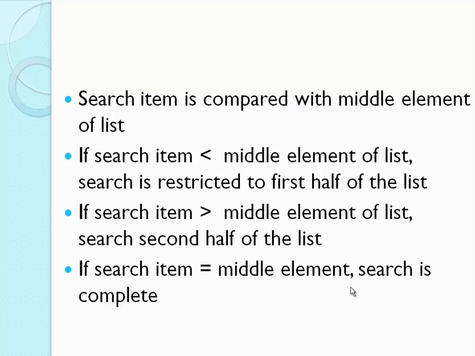Here the search item is compared with the middle element of the list. If the search item is less than the middle element of the list, the search is restricted to the first half of the list. If the search item is greater than the middle element of the list, search the second half of the list. If the search item is equal to the middle element, the search is complete.